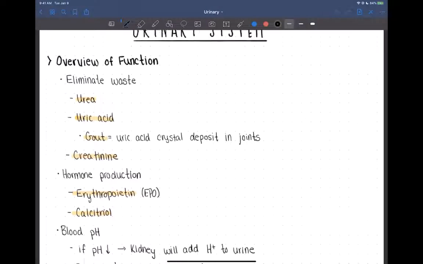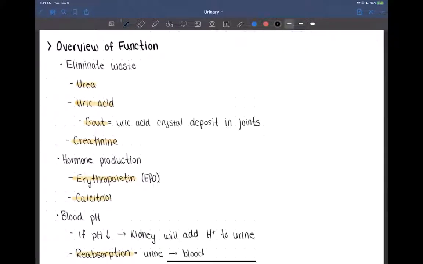Some waste products that can be found in urine are urea, first of all. Urea comes from the liver, right? Deamination, which we talked about in metabolism. So this forms from deamination. If you remember, ammonia made from deamination goes to the liver and is converted into urea. And then urea is removed in the urine.